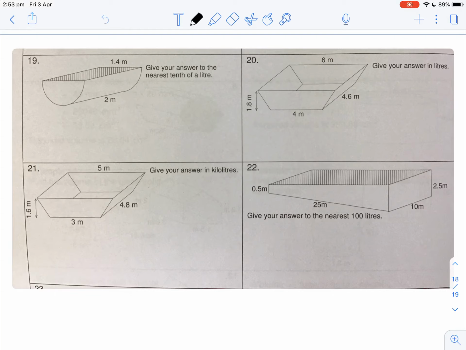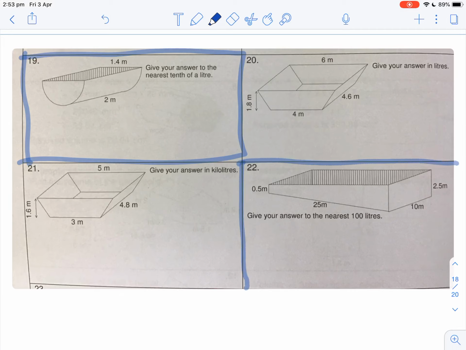So I'm going to do two of the questions here. They're from the CLUP textbook. I'm going to do the one that looks like some of our troughs around the farm, and I'm going to do the one that looks like a swimming pool, because they love these sorts of questions in the exams. So let's have a go.